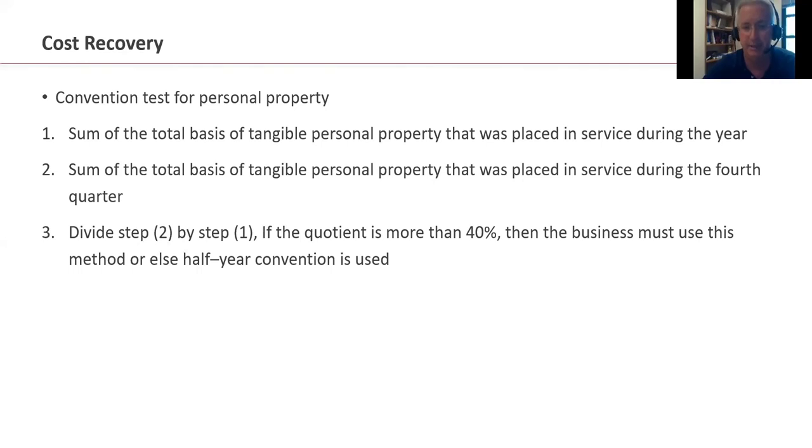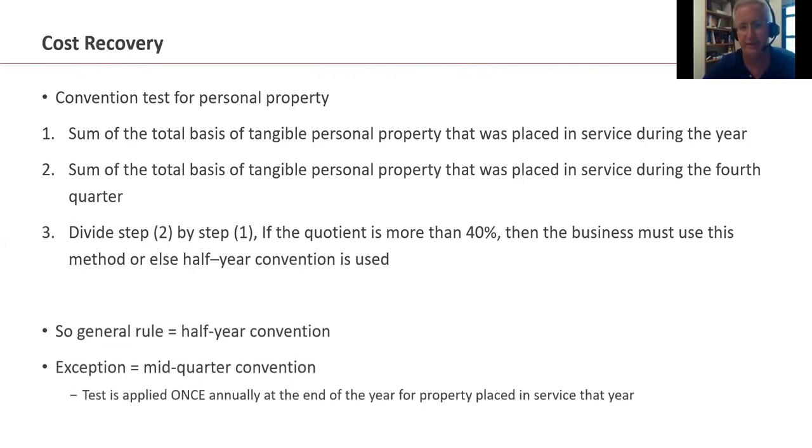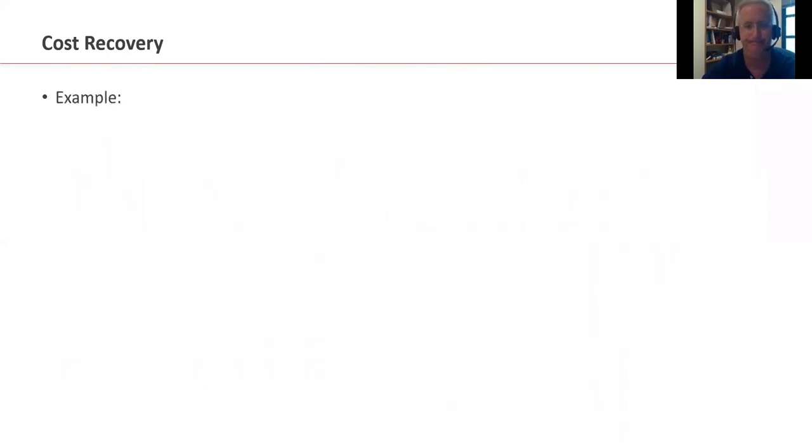So you could spend 39% and still use half year convention. You could actually spend exactly 40% and still use the half year convention. The second you get to 40.01%, you must use the mid-quarter convention. Okay, so again, general rule, half-year convention, the exception, mid-quarter convention. You apply this test once annually at the end of the year. So what that means is you do not know what your tax depreciation method is going to be until you get to year end. Let's do an example, because there is no other way to do it.